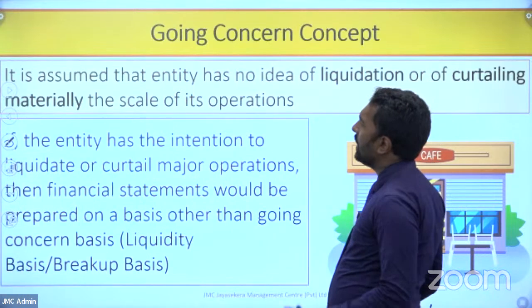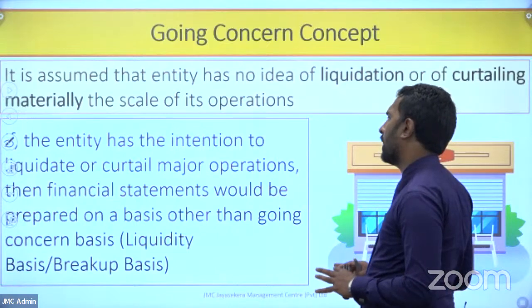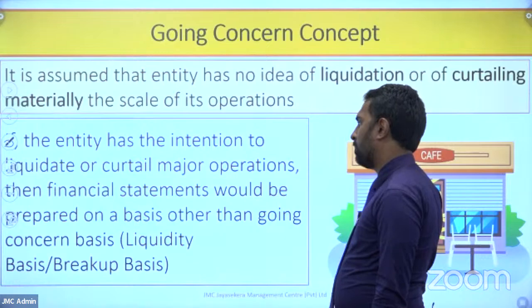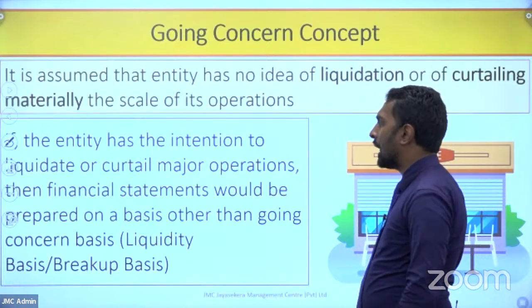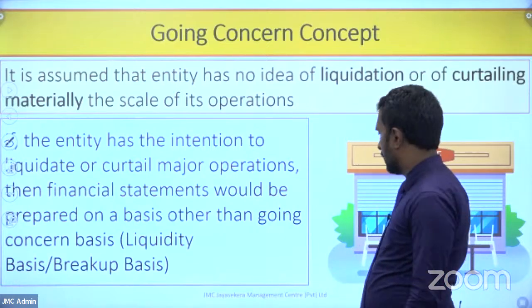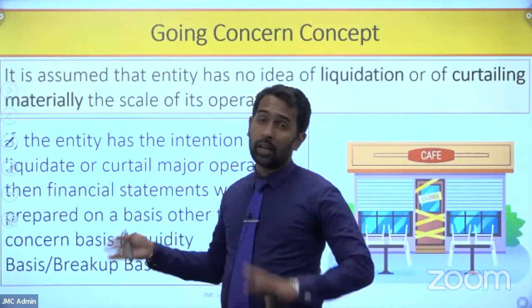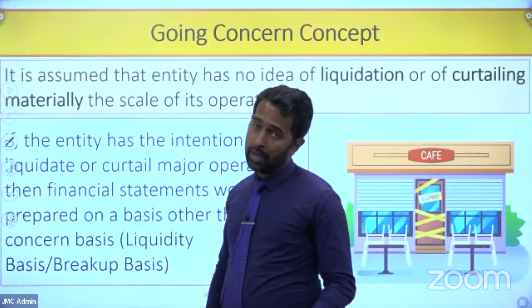If the entity has the intention to liquidate or curtail major operations, then financial statements would be prepared on a basis other than going concern basis. If the company has an intention to close down, you cannot prepare the current and non-current classification as a going concern.